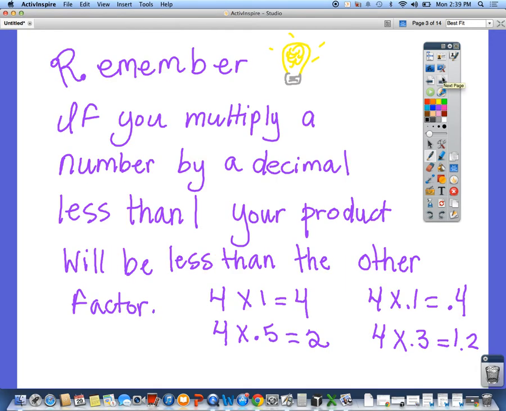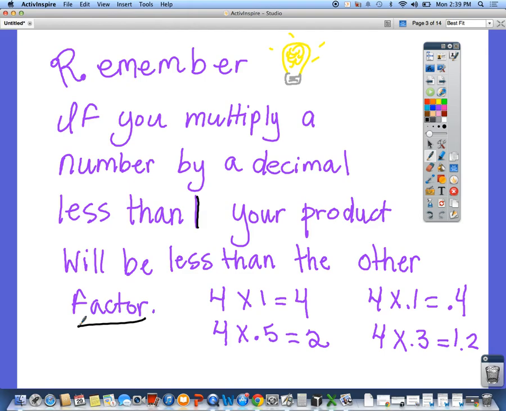All right, I had a light bulb moment here. So I want you to remember that if you multiply a decimal that is less than 1, your product will be less than the other factor. So whatever that other factor is. And right here, we had that on our quiz. It was actually kind of a bonus question on one of your guys' tests. And let's just review that.